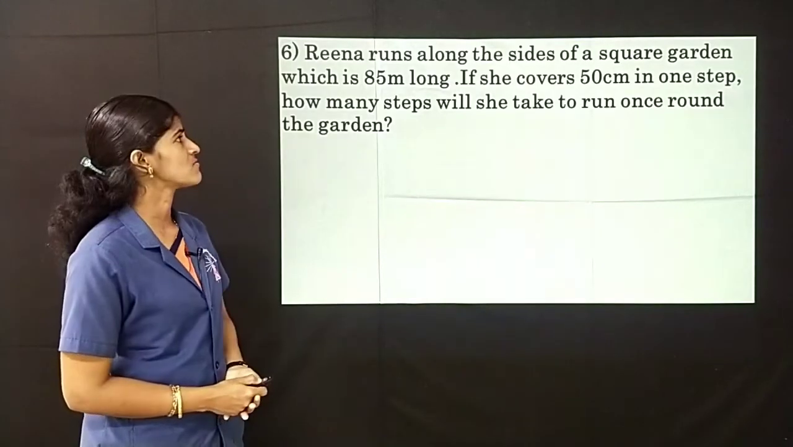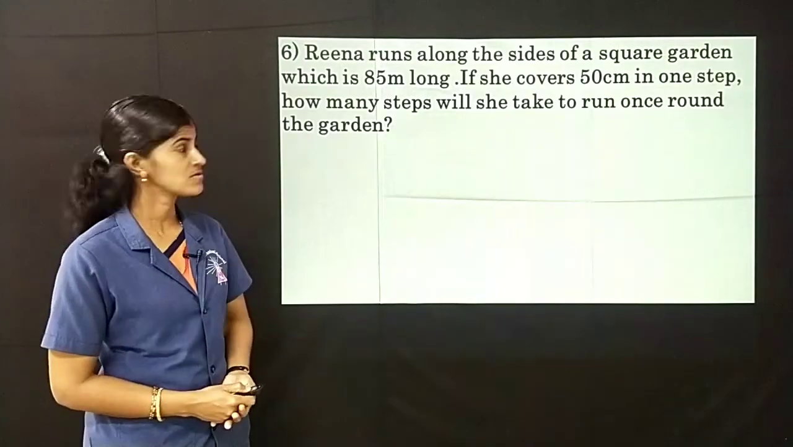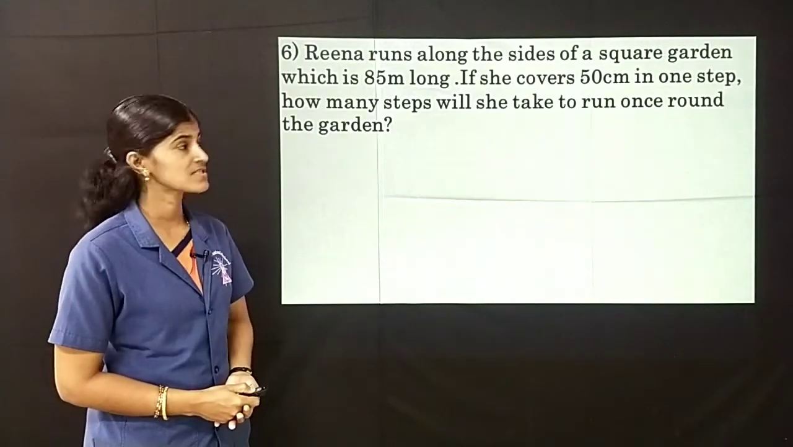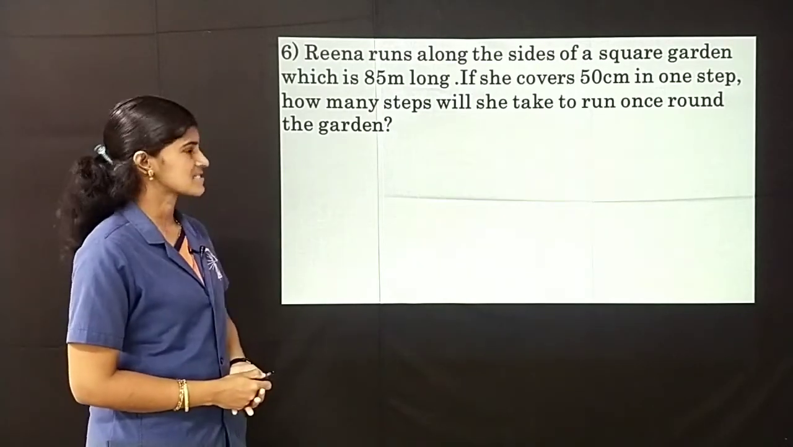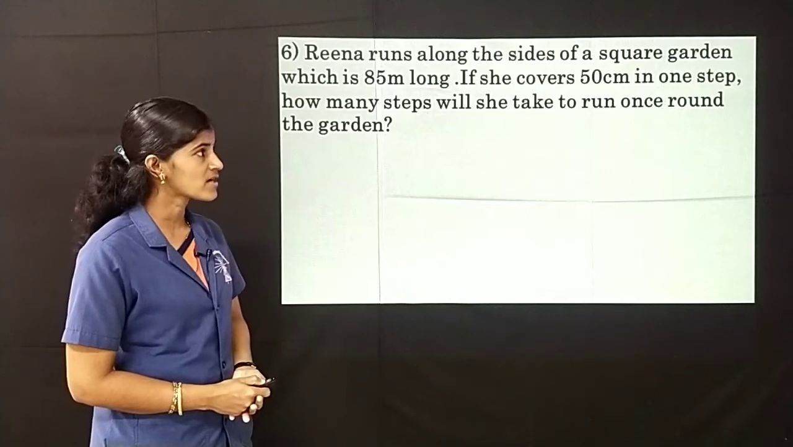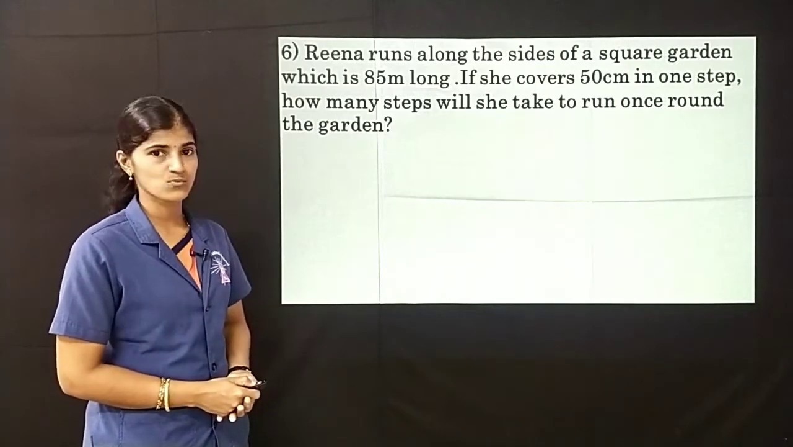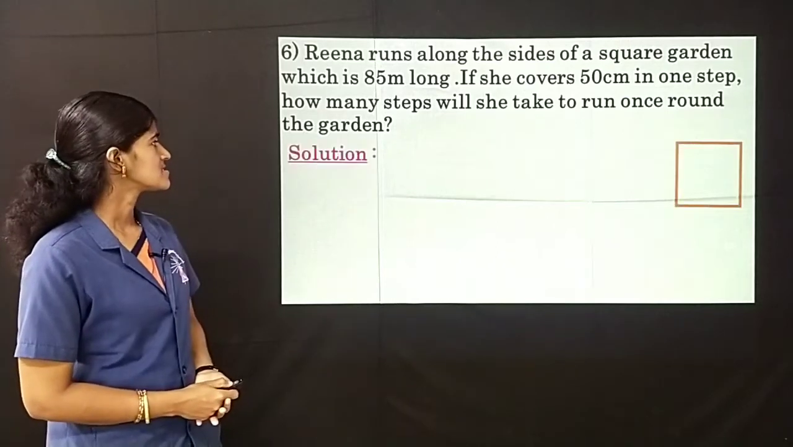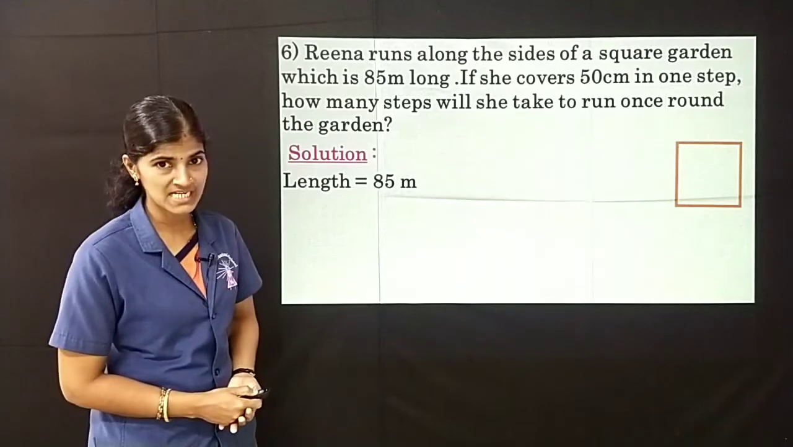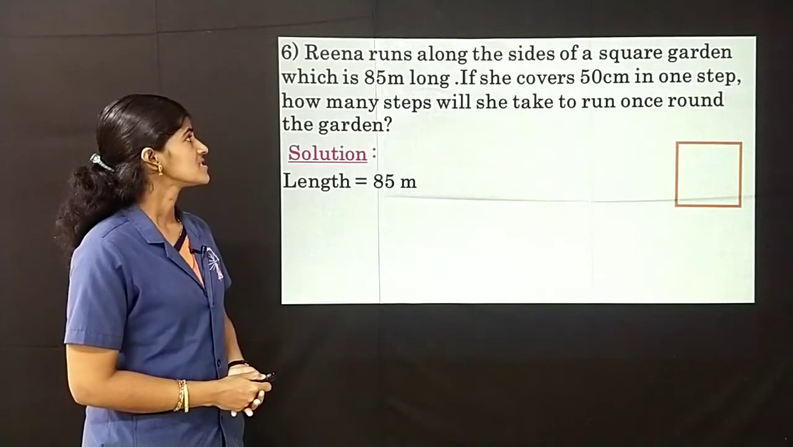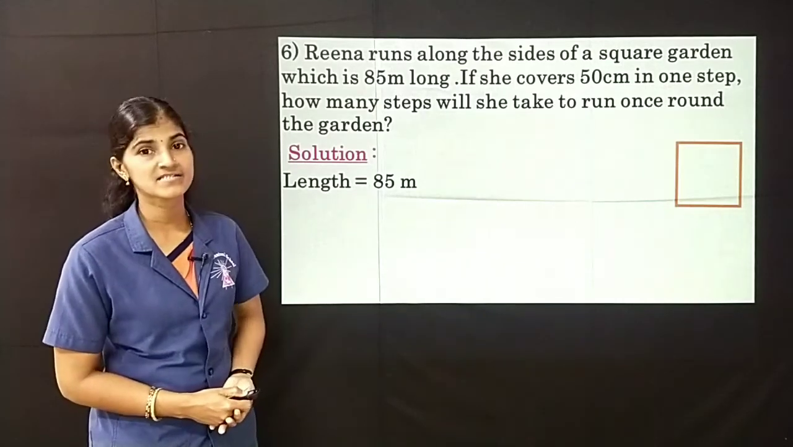Reena runs along the sides of a square garden which is 85 meter long. If she covers 50 centimeter in one step, how many steps will she take to run once around the garden? Okay, so let us write what is given. The given quantities, the length is 85 meter. Here you can observe the units of the two numbers are different.